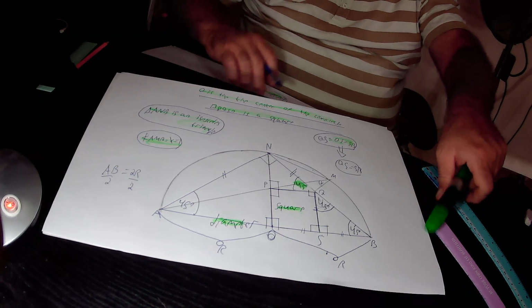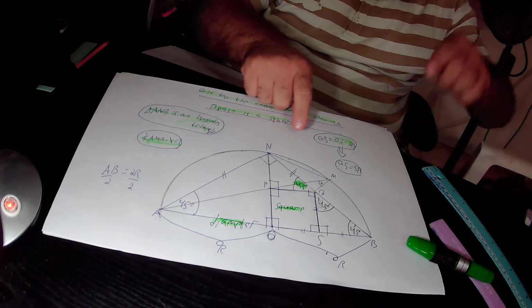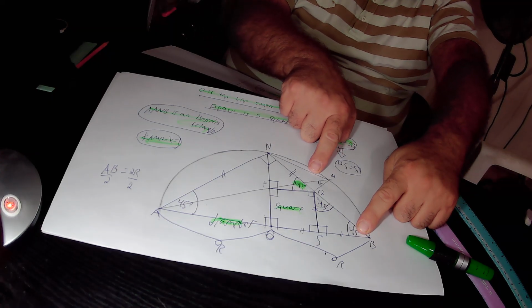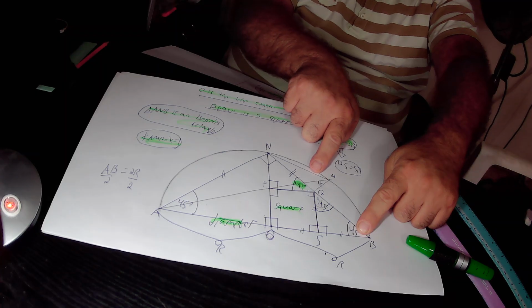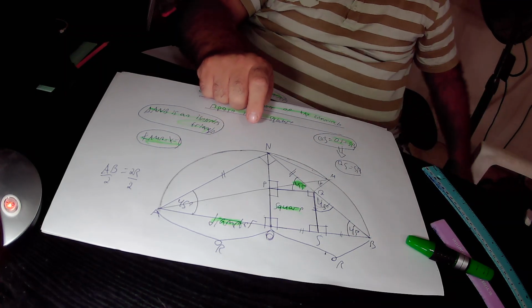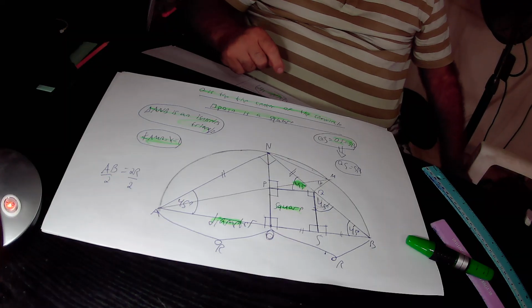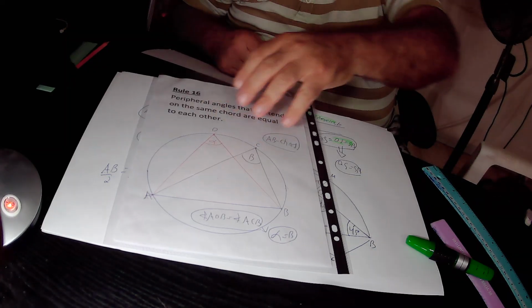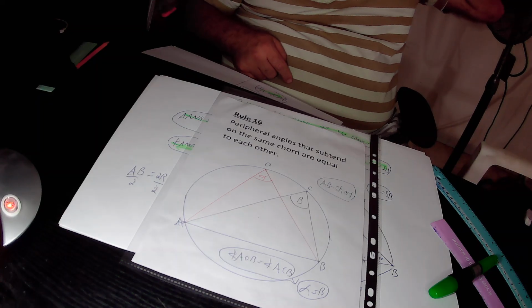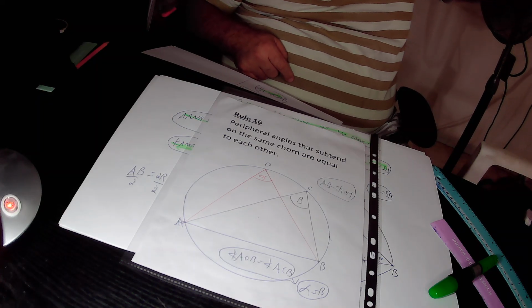So those two angles subtend on the same chord called AN, and therefore they must be equal to each other in their sizes, according to rule 16. Again, according to rule 16, angles that subtend on the same chord are equal to each other.